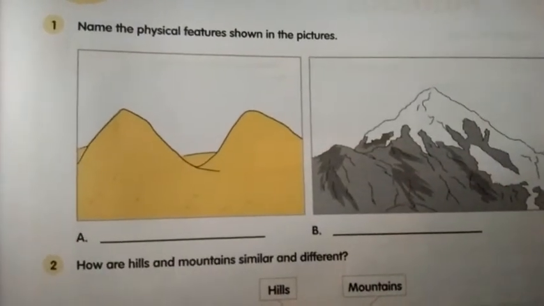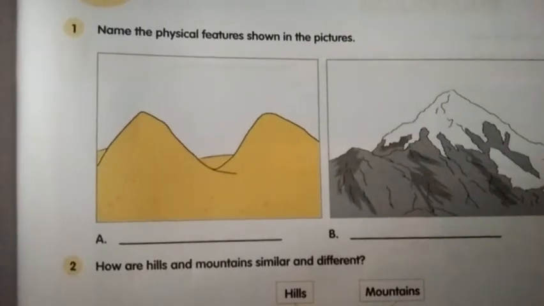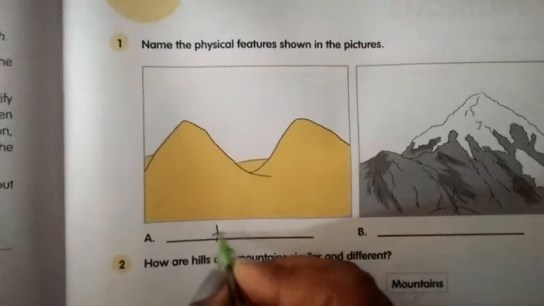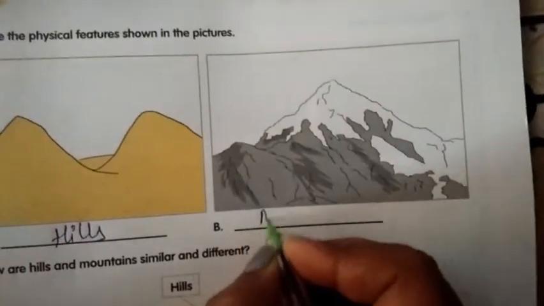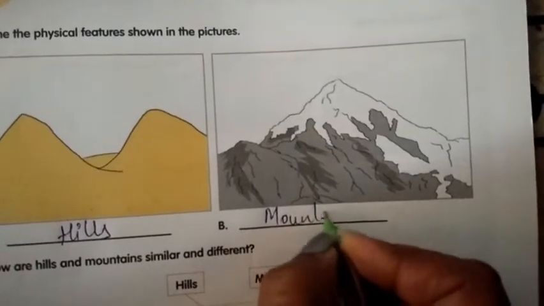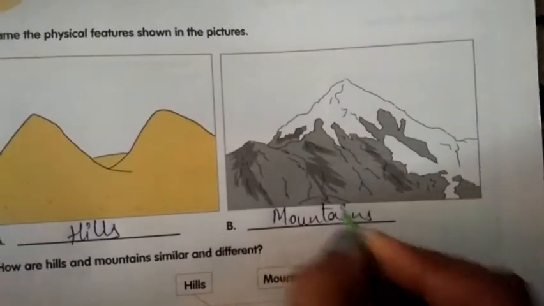Okay, S1, hills and mountains. Name the physical feature shown in the picture. You can see both the pictures, right? Which is the hills and which are the mountains? You can easily find out. There is a pointed peak and there is a curved peak, round peak. So, what is the round peak? Hills. And what is the pointed? And it is covered with snow also. You can see white. And what is this? Mountains.